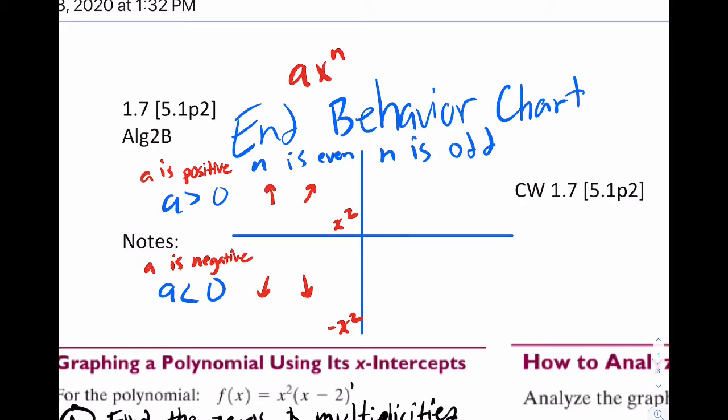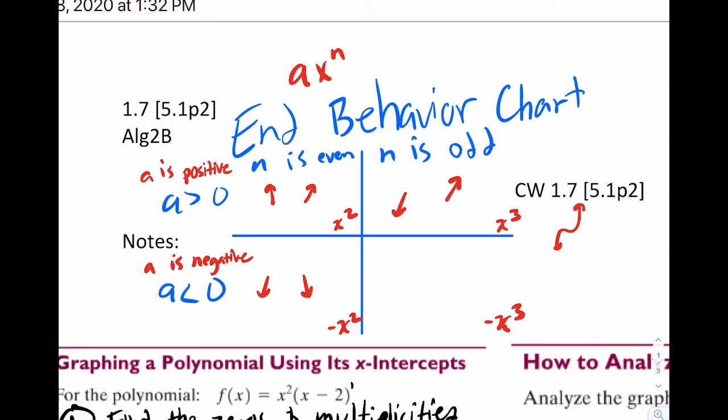Now we keep going, and it's odd and positive. So let's think of positive x cubed. Imagine that graph should look something like this. That's what we did earlier. So we're going to go down and up. And again, we're referring to simply what's happening at the left and the right of the graph, the far left, far right. So write negative x cubed over here.